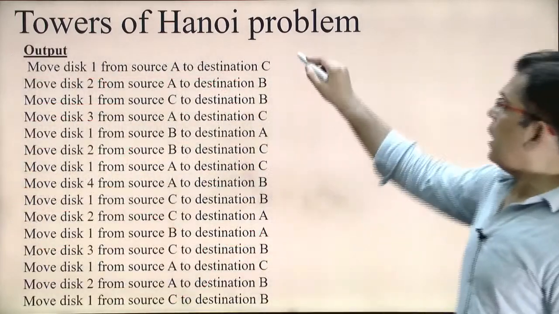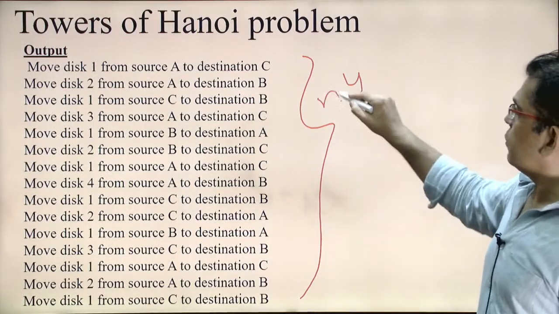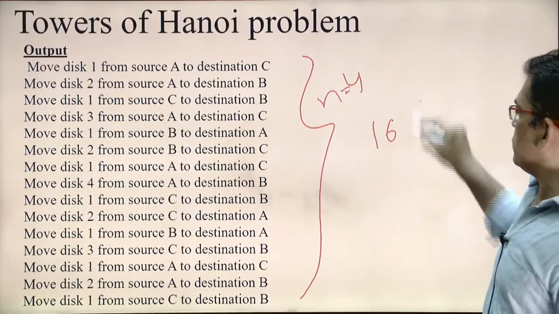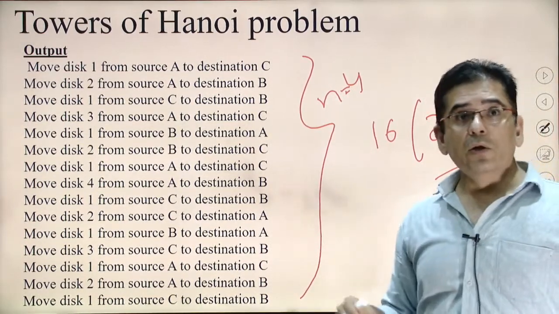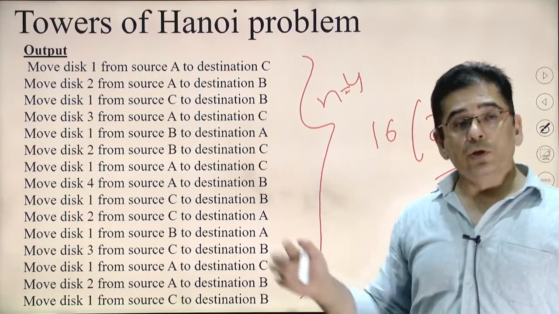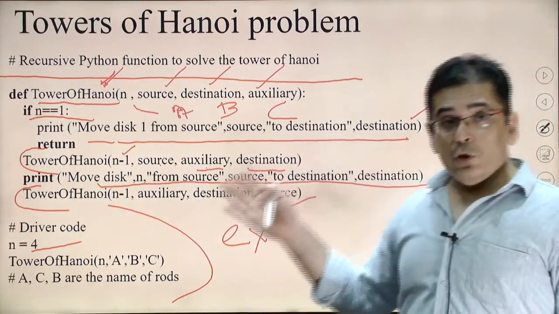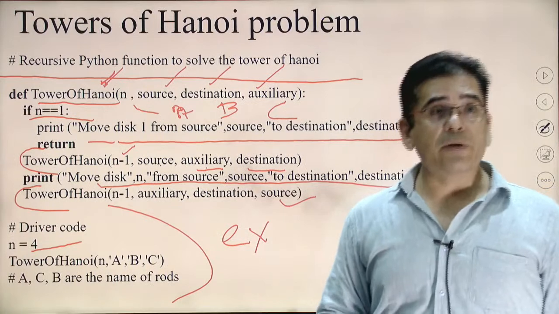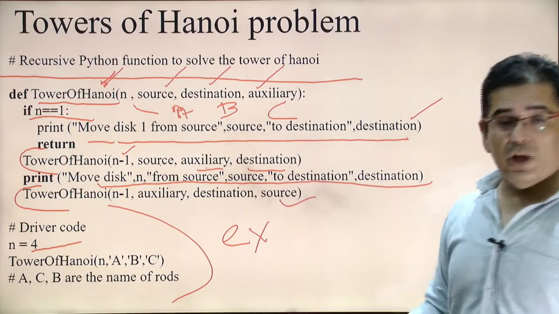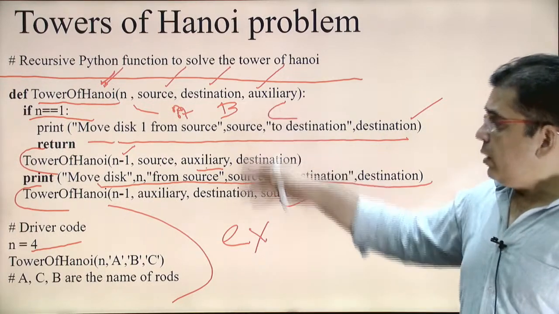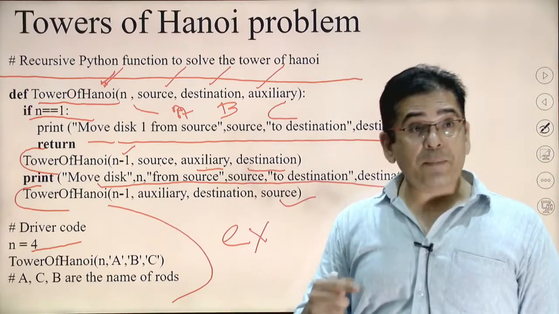Now this is the output of the code using n equal to 4. So 16 steps, 2 raised to power 4 steps, are required to solve this Tower of Hanoi problem. You can execute this code either in pythontutor.com or Google Colaboratory, or by installing Python on your own system and then analyzing the execution of this code. Python Tutor will help you see step by step movement.